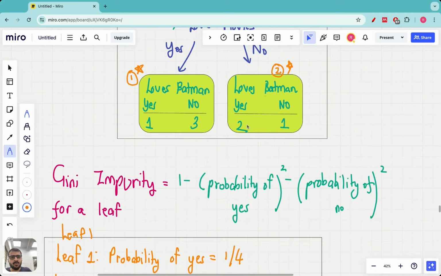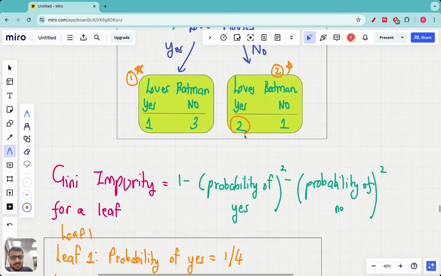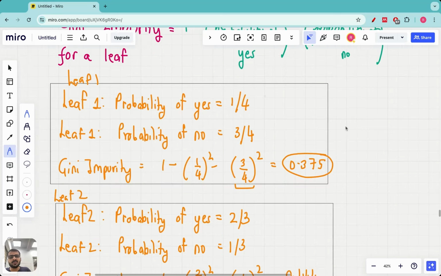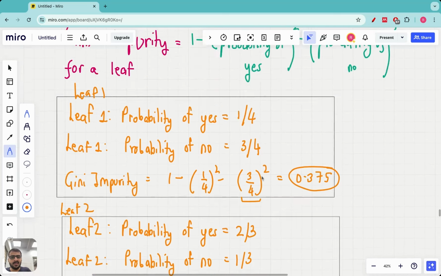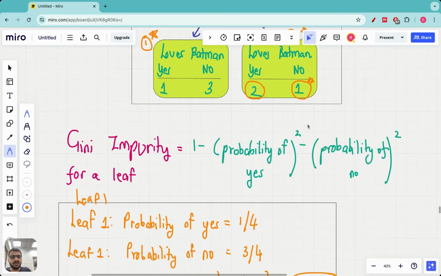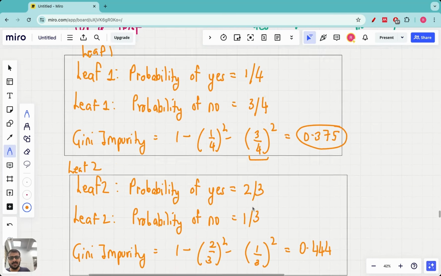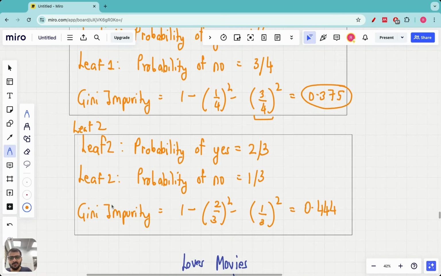And now we'll be doing the same analysis for leaf number 2. For leaf number 2, there are two people who have said yes and one who has said no. So total number of people are 3. So the probability of yes is 2 divided by 3 and the probability of no is actually 1 divided by 3. So the Gini impurity of the second leaf is 1 minus (2/3) whole square minus (1/3) whole square. And if you do this computation, you will get the value of 0.444.